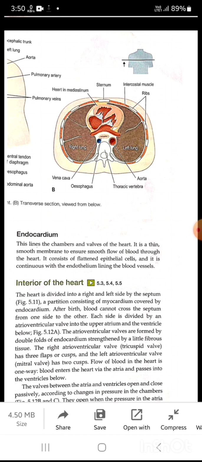The last membrane is the endocardium. This lines the chambers and valves of the heart. It is a thin smooth membrane to ensure smooth flow of blood through the heart. It consists of flattened epithelial cells and is continuous with the endothelium lining of the blood vessels.